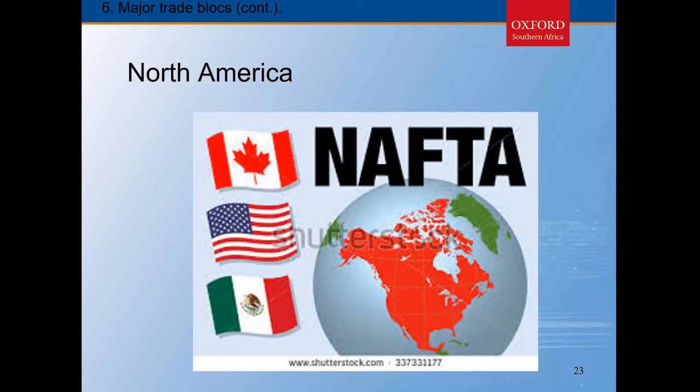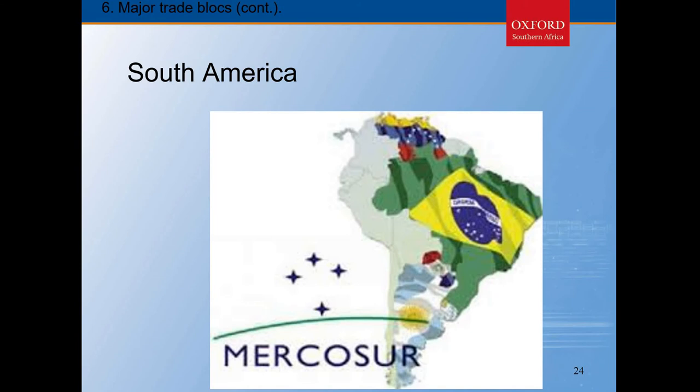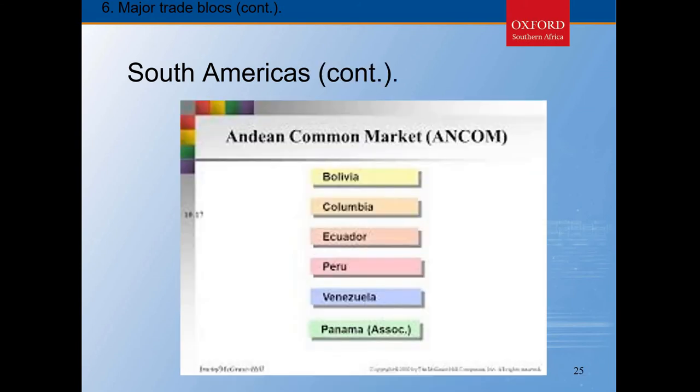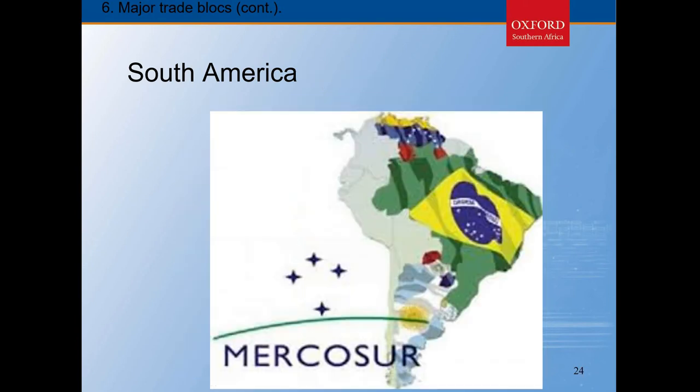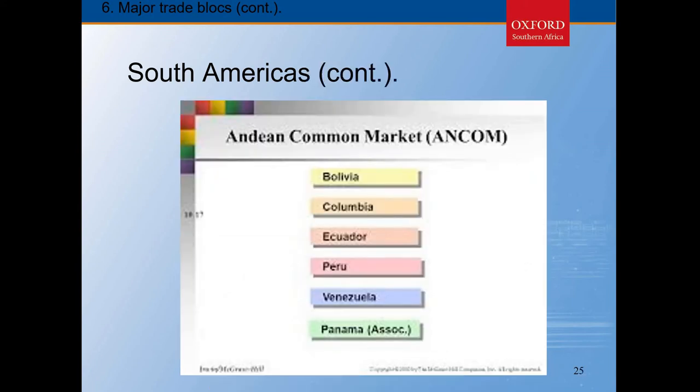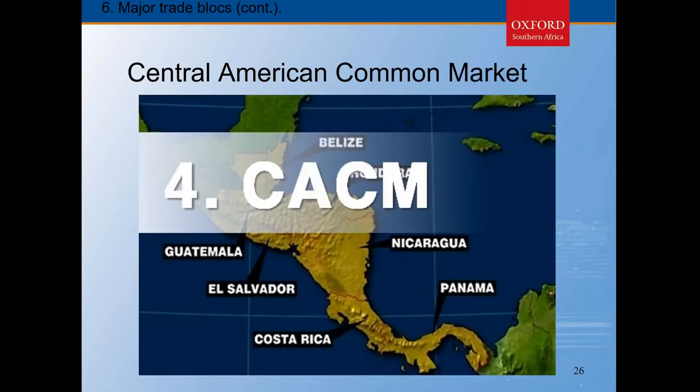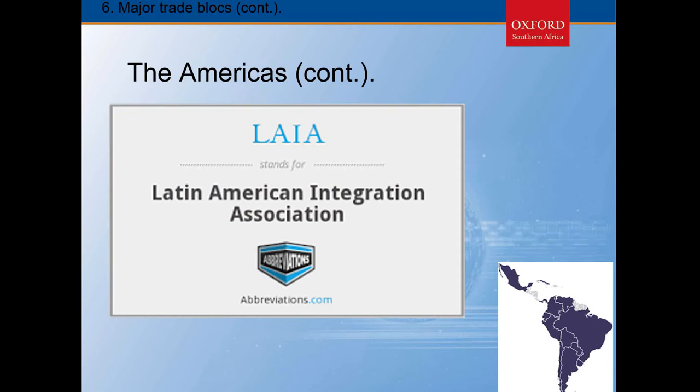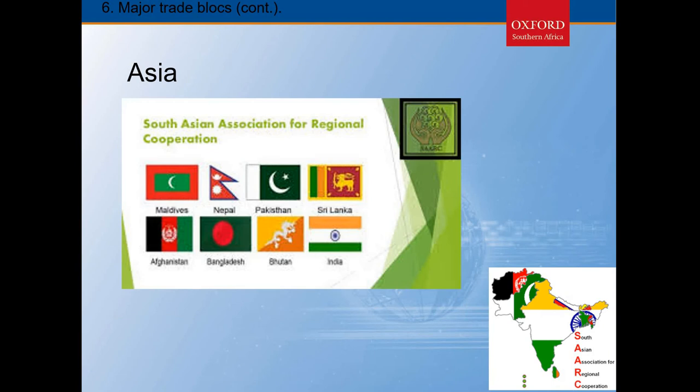You've got NAFTA, which is the North American Free Trade Association, which I mentioned earlier, United States, Canada, and Mexico. South America, you've got Mercosur, which is Brazil, Argentina, Colombia, and a couple of other countries. You've also got the Andean Common Market. You've got Central American Common Markets. In the Americas, you've got the Latin American Integration Association. You've got Asia. You've got the ASEAN countries.